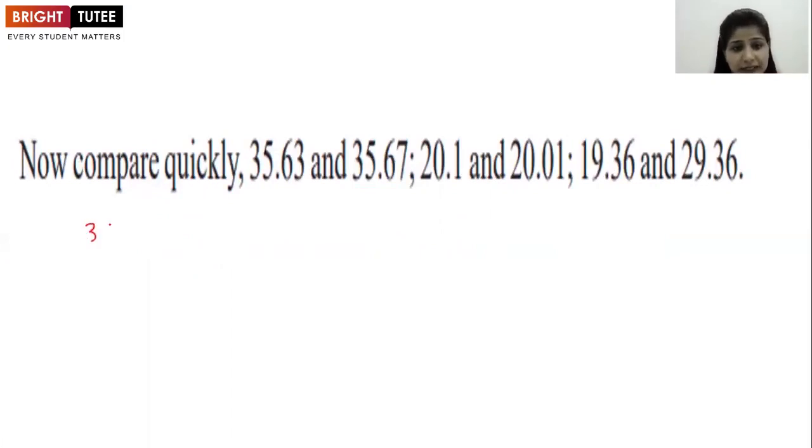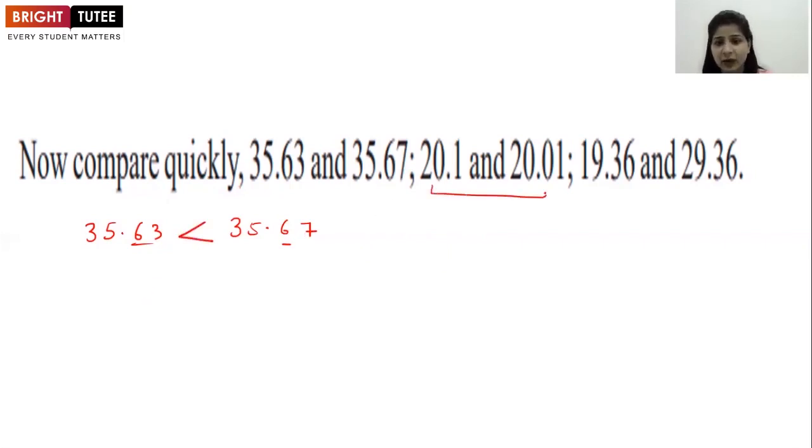Okay, so the numbers are 35.63 and 35.67. We can easily see the whole parts are same. Coming to the decimal part, the first digit after the decimal is 6 in both the cases, which is exactly same. No conclusions yet. Now, after 6, the next digit is 3, and here the next digit is 7. Which one is greater? 7. So, this decimal number is going to be greater.